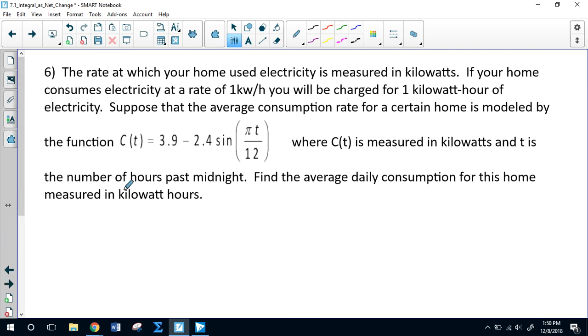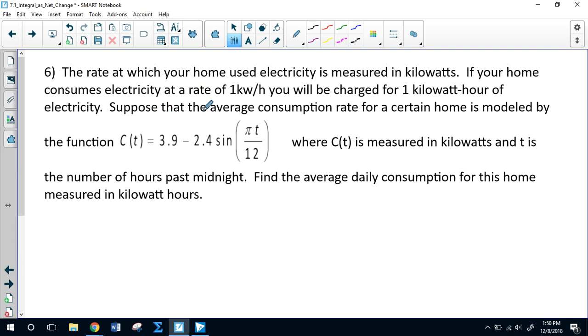All right, now we're going to move on to a couple of word problems, which is probably the stuff I think is a little more confusing for everybody, just because we don't always read things carefully, and they just make us a little more anxious. So I'm going to read the problem. It says the rate at which your home uses electricity is measured in kilowatts. If your home consumes electricity at a rate of 1 kilowatt per hour, you will be charged for 1 kilowatt hour of electricity. Not really that necessary, even to understand that in this problem.